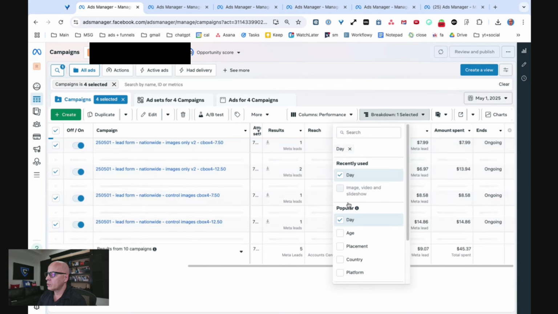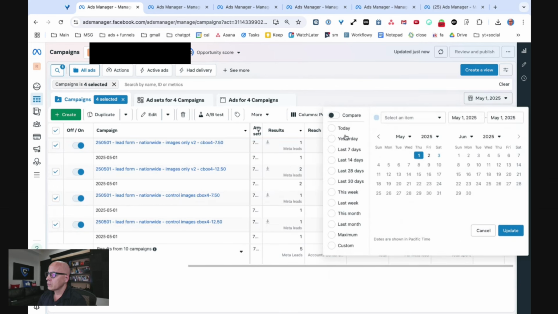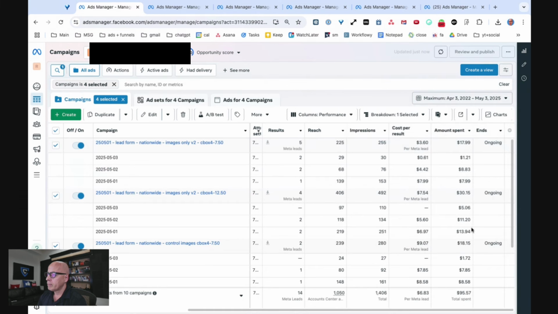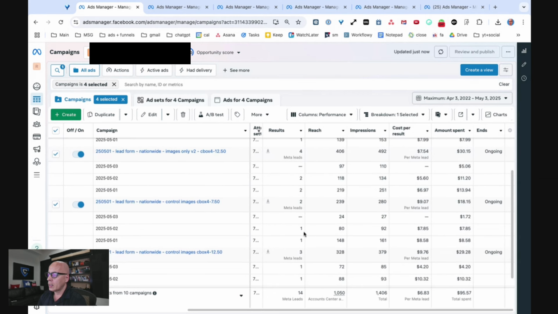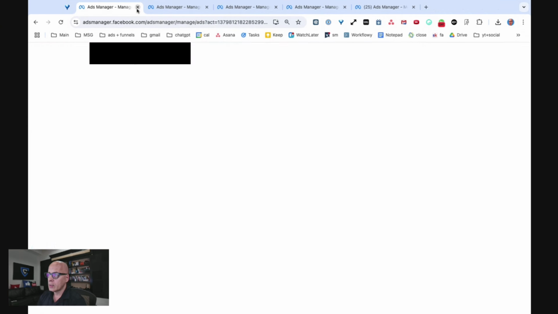Let's go to a breakdown so we can see what the breakdown is. If we do maximum, you can see here, this is 1 lead, then 2 leads, and 2 leads. This one, 2 leads, but then nothing so far today. 1 lead, nothing so far. So, right now, there's nothing for me to do. This is running great. I'm going to let it go. Let's take a look at this one.